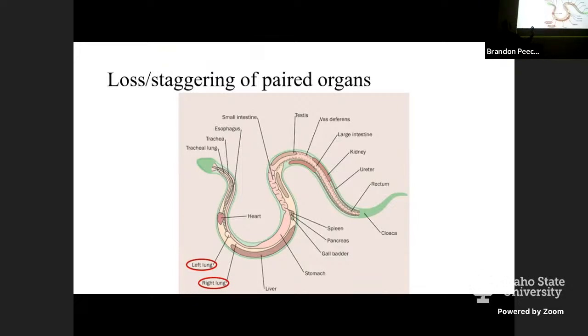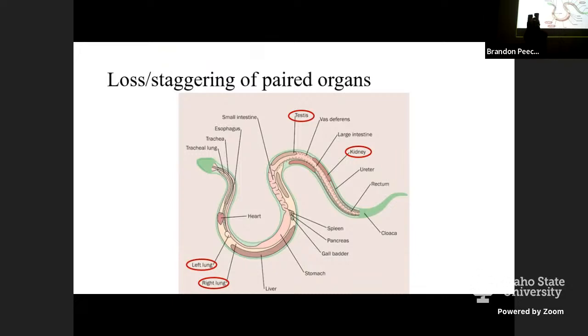So one of them is actually functional, the other one is greatly reduced. The same is true for, like, here's the two testes. They're both totally useful, but they're not next to each other. They're like this in their two bodies. And the same thing is true for their kidneys. Those two hot dog looking things are the kidneys that are offset from each other.